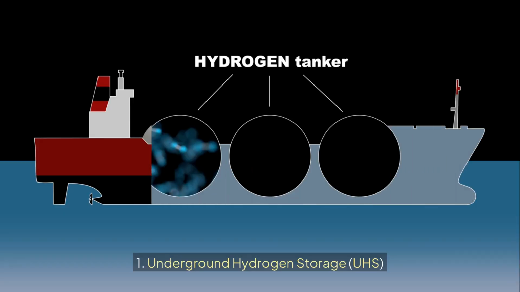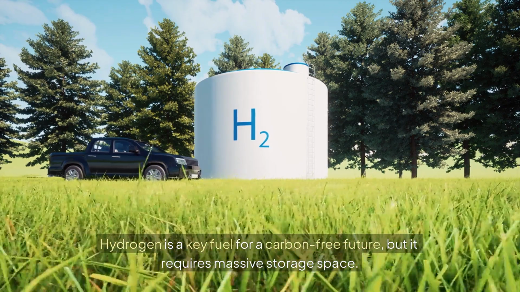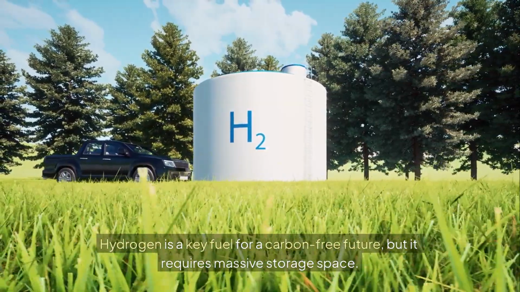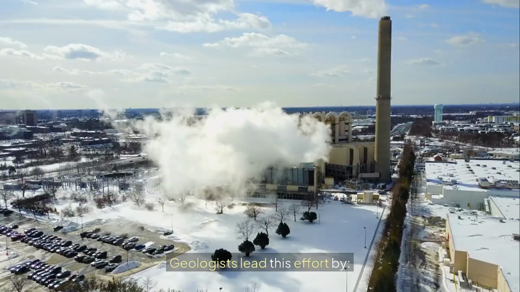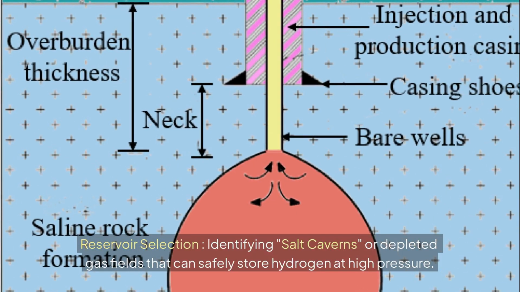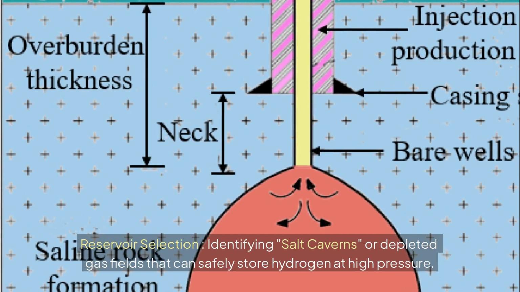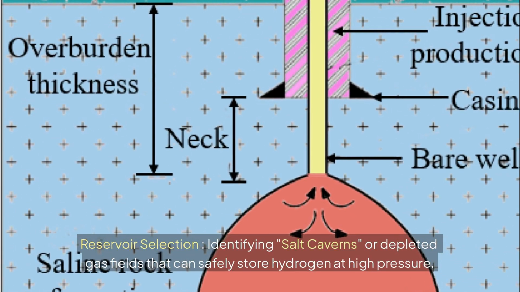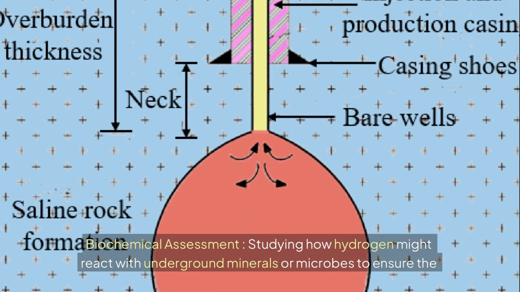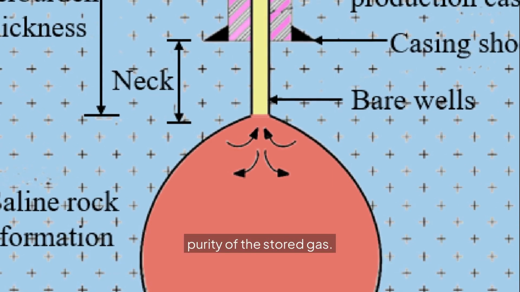1. Underground hydrogen storage, UHS. Hydrogen is a key fuel for a carbon-free future, but it requires massive storage space. Geologists lead this effort by reservoir selection, identifying salt caverns or depleted gas fields that can safely store hydrogen at high pressure. Biochemical assessment, studying how hydrogen might react with underground minerals or microbes to ensure the purity of the stored gas.